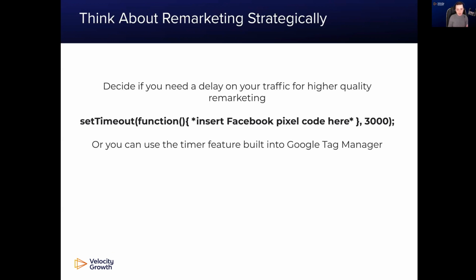You can use the timer feature in Google Tag Manager to allow this feature to happen. But if you are on a website and you have manually added your code, what you can do instead is use this piece of code here and just copy and paste your Facebook pixel in between the two brackets here and here, and that will create the delay on your behalf. So this just creates a higher quality audience.